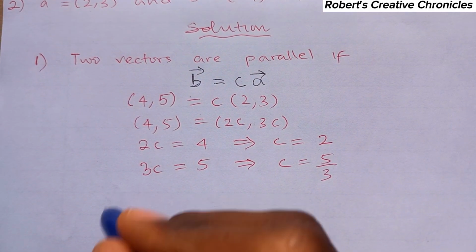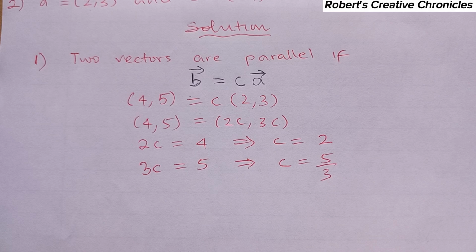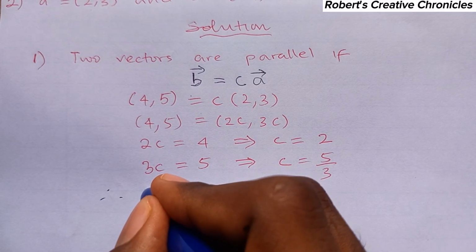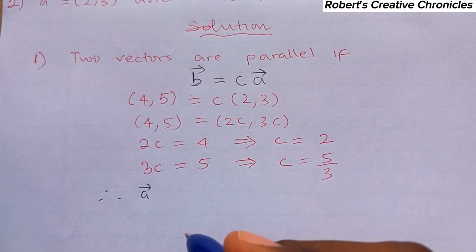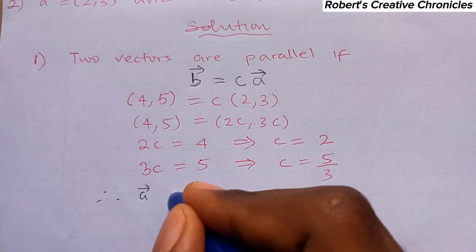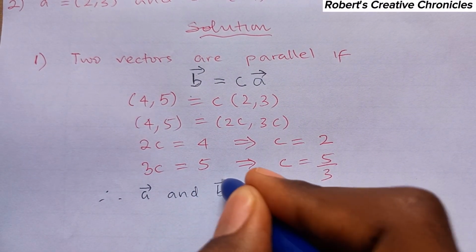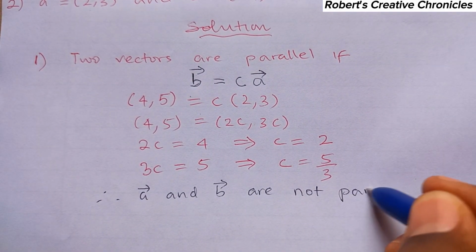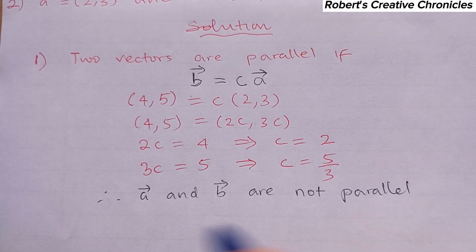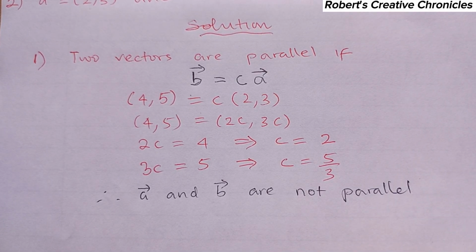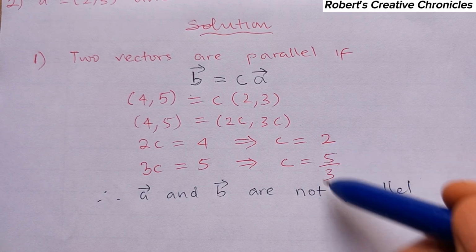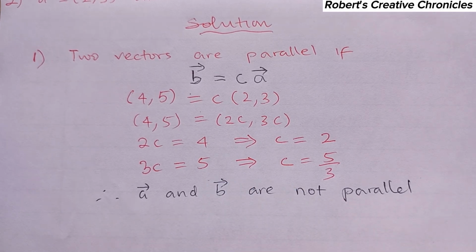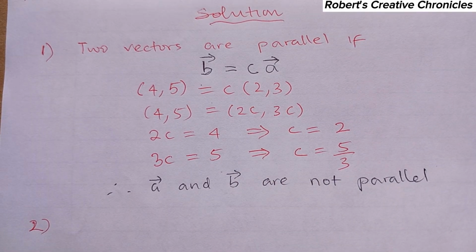So therefore, we conclude that A and B are not parallel. So they are not parallel. For them to be parallel, the value of C has to be equal, and this condition must be satisfied. So they are not parallel. So let's move to the second one.